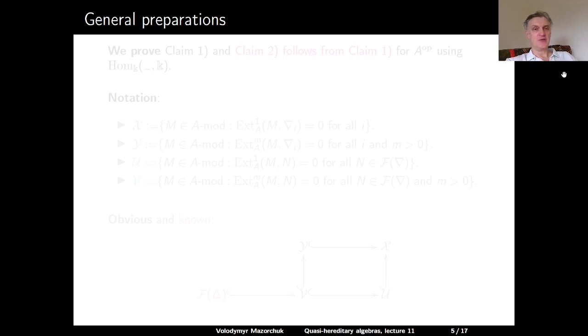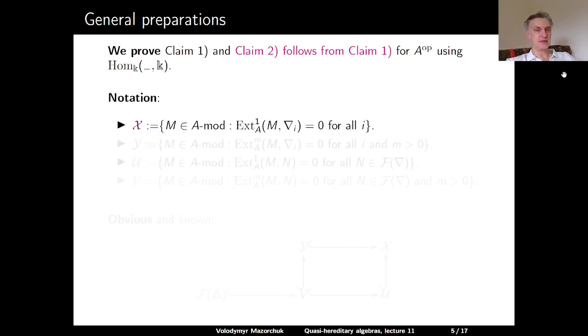Before we can prove this theorem, let us record some elementary facts. So first of all, we will prove only claim 1, and claim 2 follows directly from claim 1 applied to the opposite algebra of A using the usual vector space duality. We will denote by X the category of all A-modules for which first extensions into costandard modules vanish. We will denote by Y the category of all A-modules for which all extensions of positive degree into all costandard modules vanish.